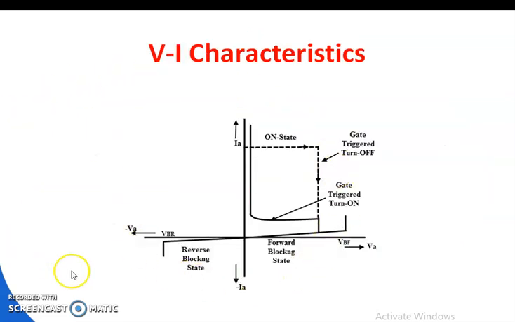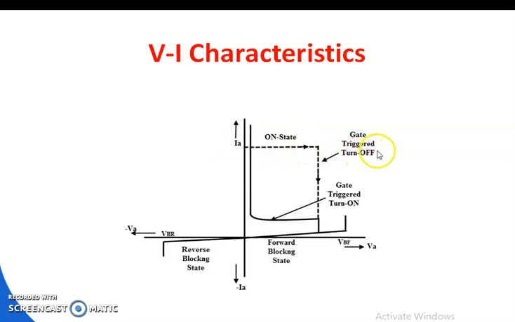This is the basic VI characteristics curve of the gate turn-off thyristor. It is a curve drawn between anode voltage VA and anode current IA. Up to this point the GTO is in forward blocking state, or off state. For turning on the GTO, it is necessary to apply some additional voltage at the gate terminal. After that, the gate triggering turns the device on, and after this point the GTO is turned on.